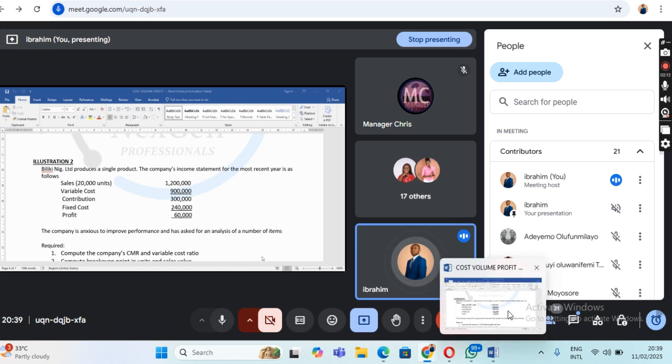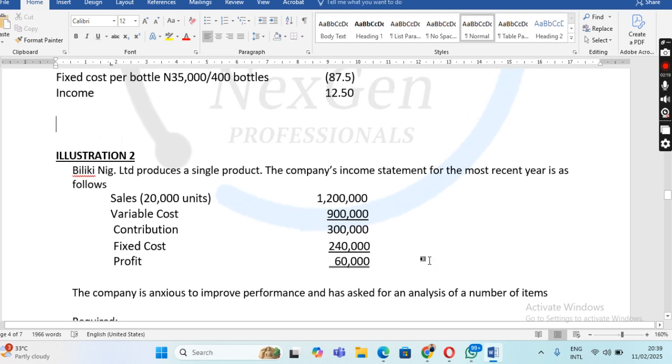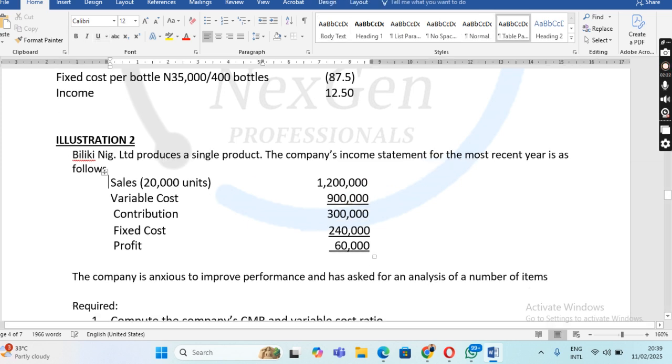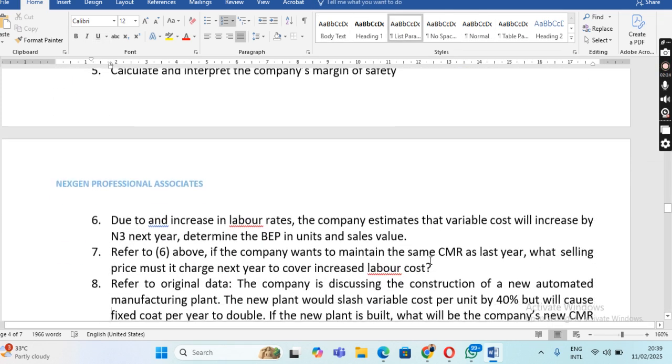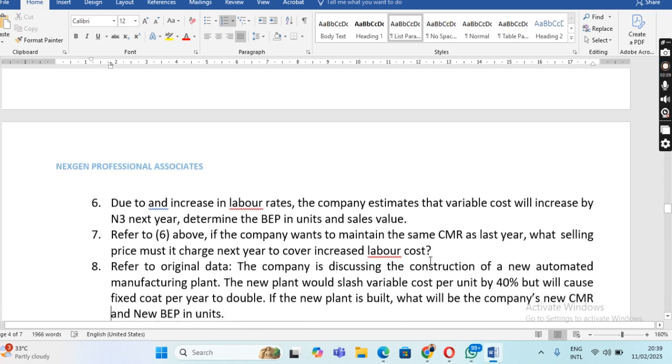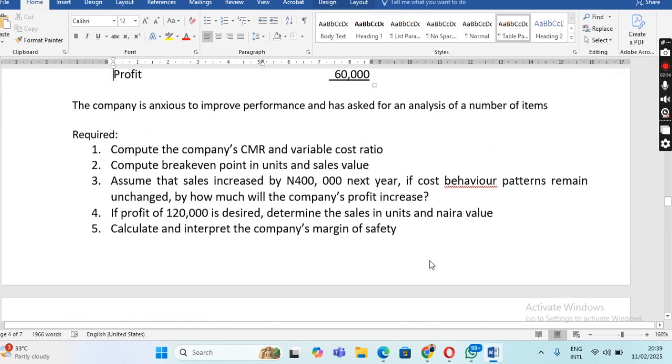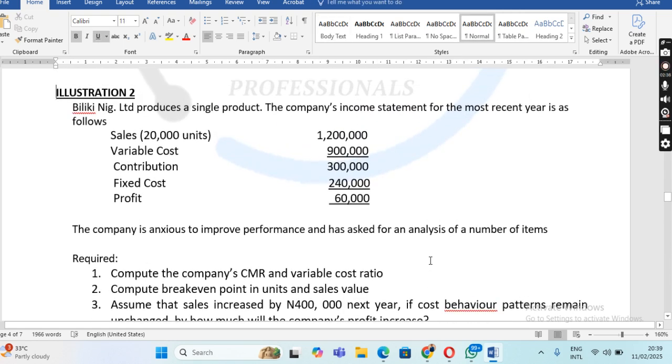I think this question, when I decided to check the last diet, I think the last 2 diets thereabouts, they tested a similar question like this. Yes, you can see it is up to Roma figure 10. I think ICAN is not up to 10 thereabouts, right? So in today's class, we shall look at the single product. Biliki Nigeria Limited produces a single product. The company's income statement for the most recent year is as follows.